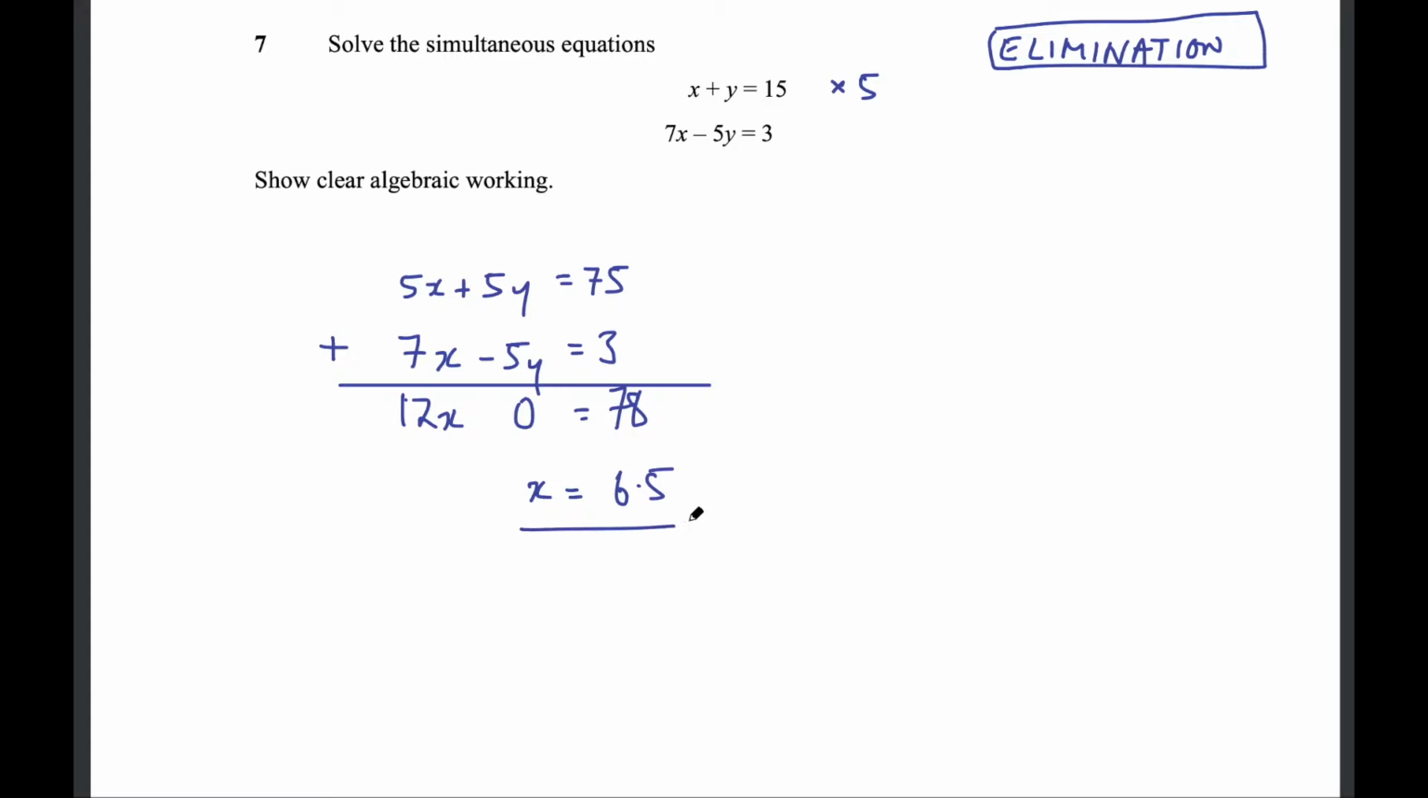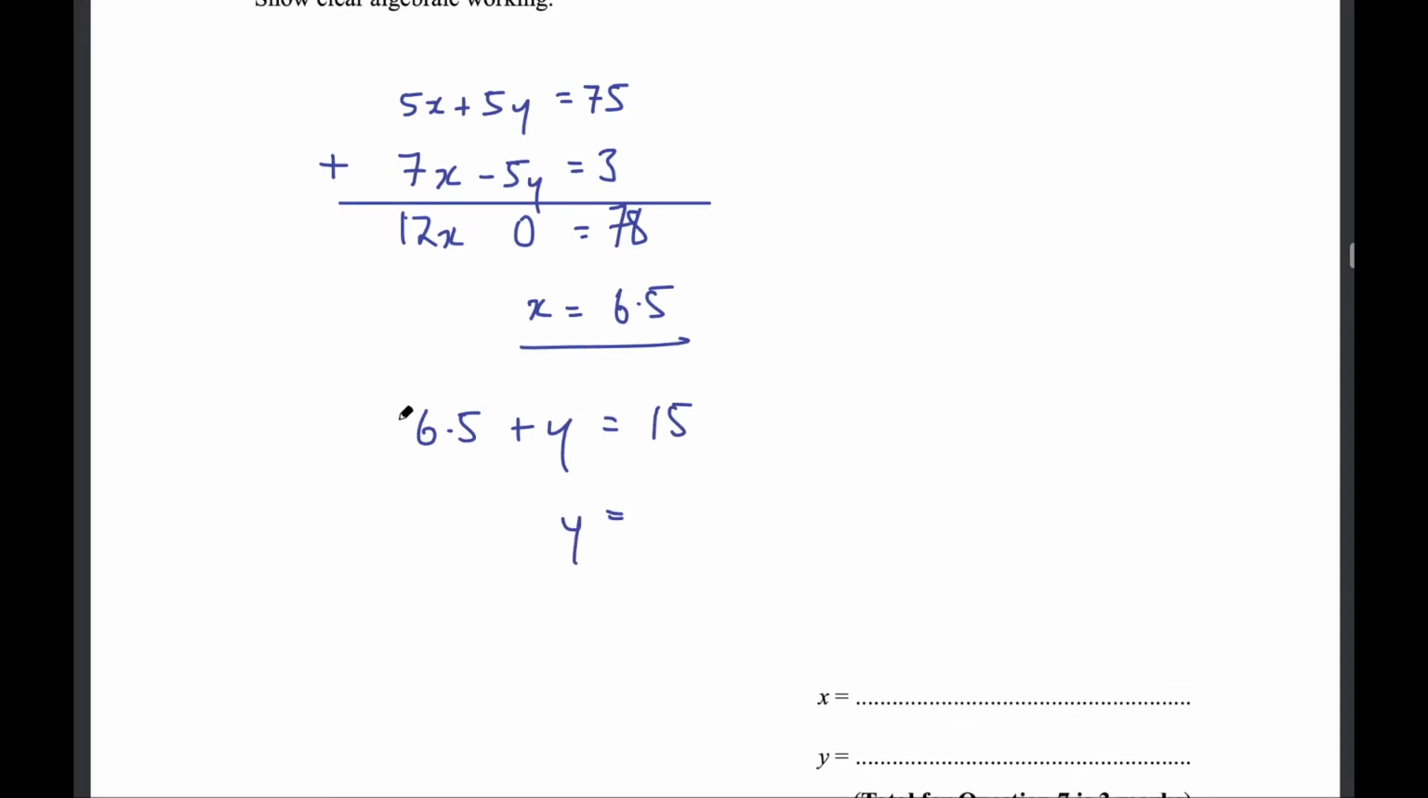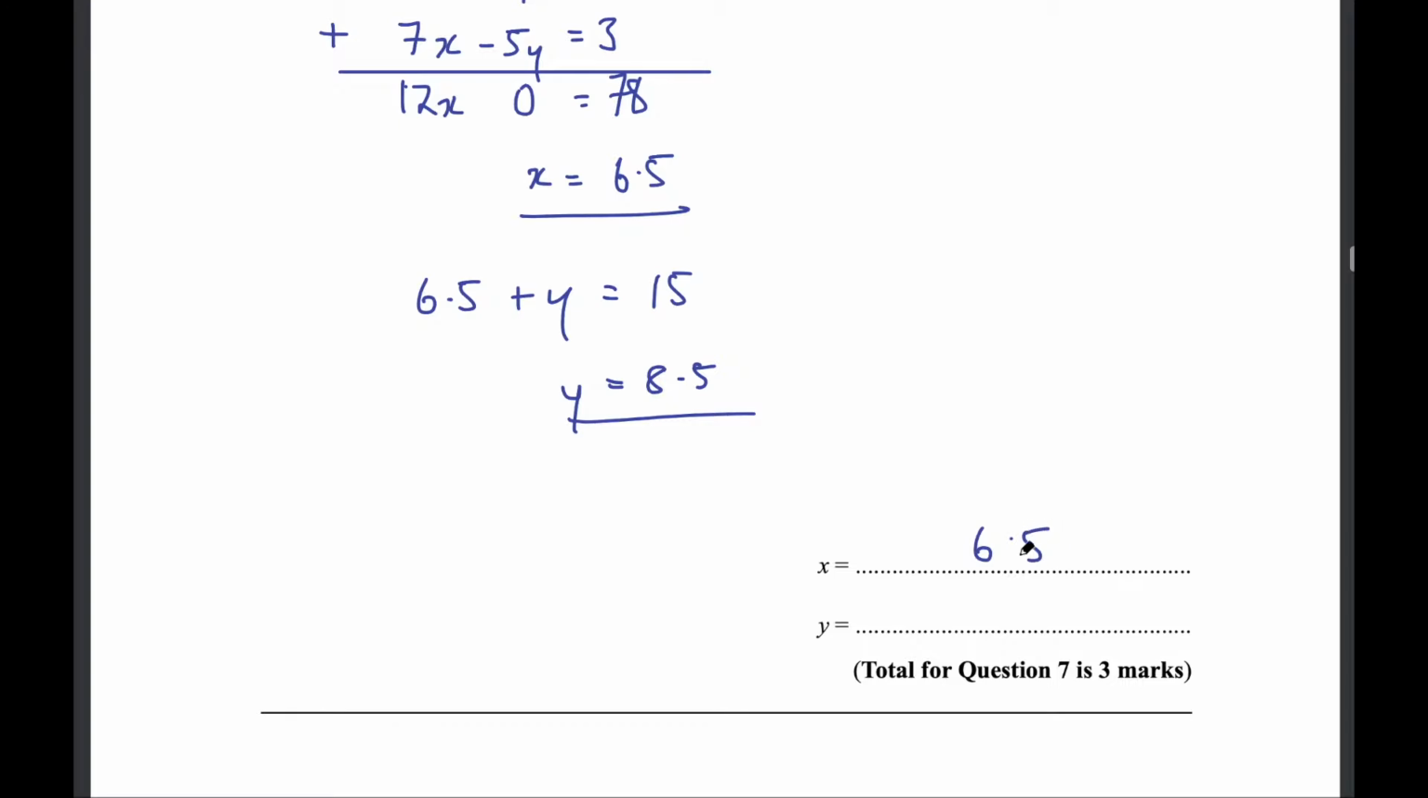Next, once you have a value for one variable, plug it in to one of the original equations. This looks like the easiest one to use. x plus y equals 15. I know x is 6.5 now, so then we'd have 6.5 plus y equals 15. So then y is going to be 15 take 6.5. 15 take 6 is 9, take half is 8.5. So my final answer there is x equal to 6.5 and y equal to 8.5. That was question 7 for 3 marks.